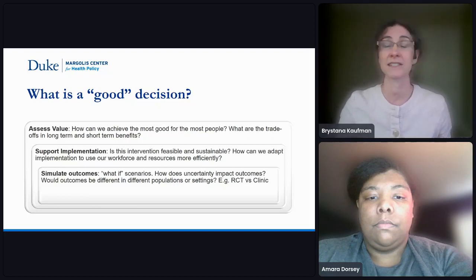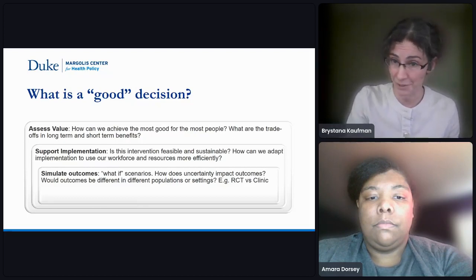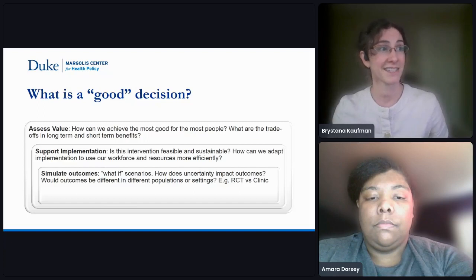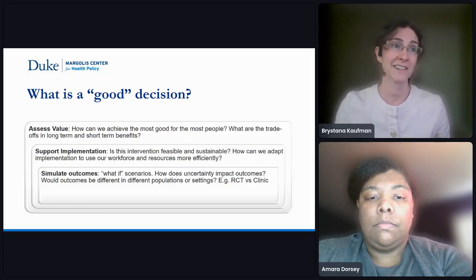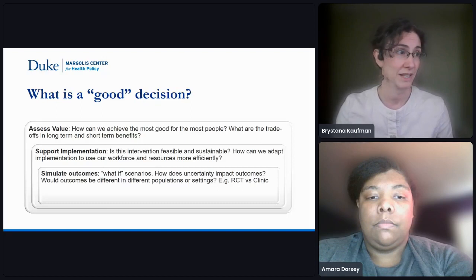The second bucket of questions that I answer are related to implementation of interventions and helping us to understand, is this intervention feasible in this particular context, for this system, for this population? And is it sustainable? And if it isn't, how can we adapt the implementation of that intervention to improve the efficiency and make it more sustainable in the future?